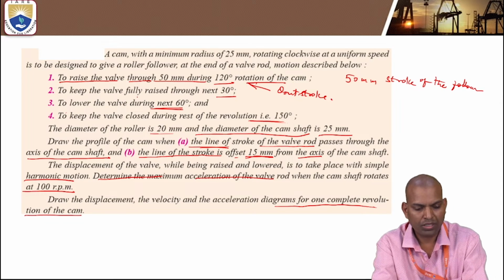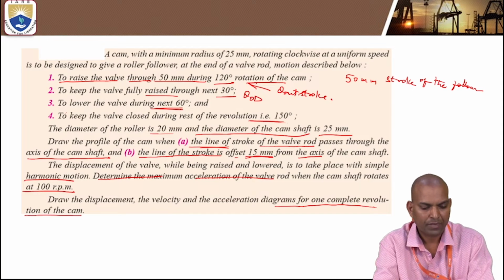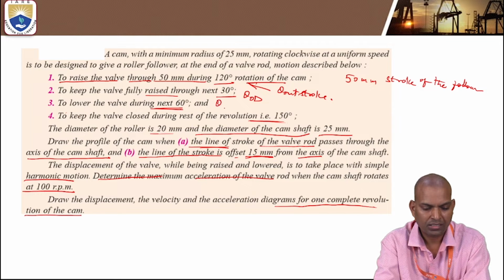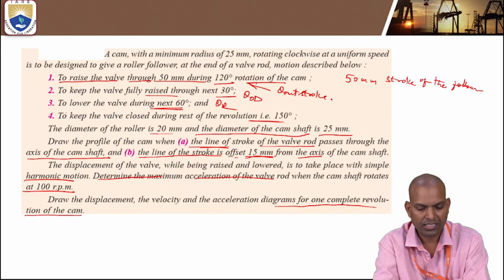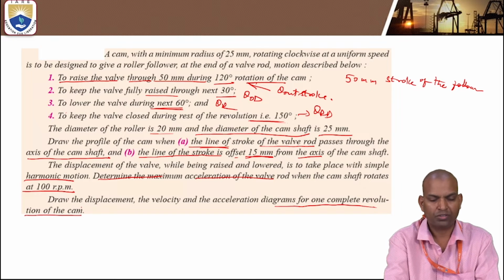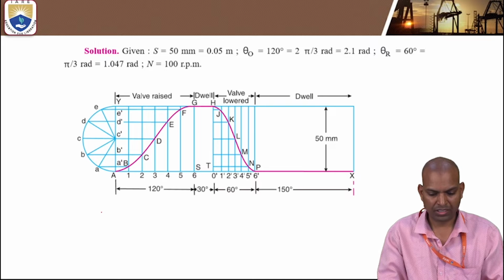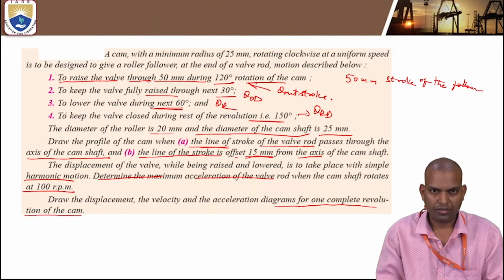Next, to keep the valve fully raised through the next 30 degrees, this is theta outstroke dwell, theta OD. To lower the valve during the next 60 degrees, that is theta return. And again to keep the valve at rest for the next 150 degrees, that is theta return dwell, the return stroke dwell. So the angles are mentioned here.